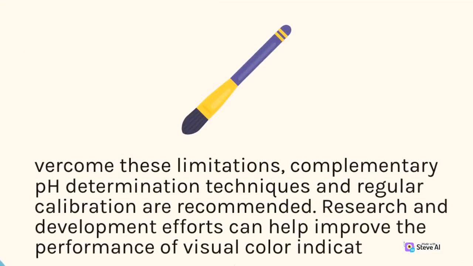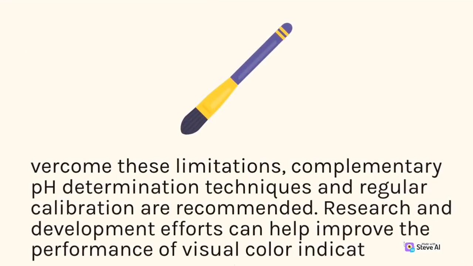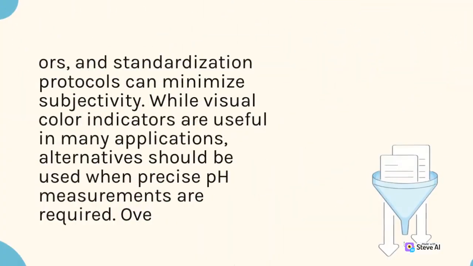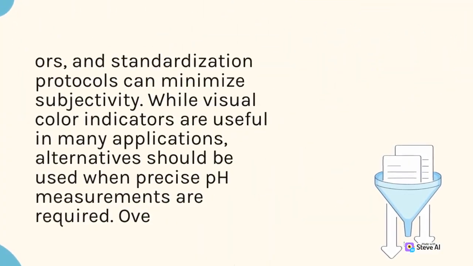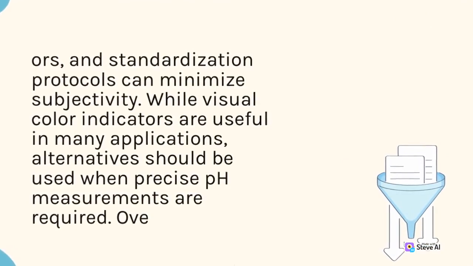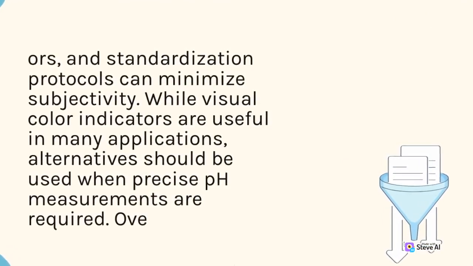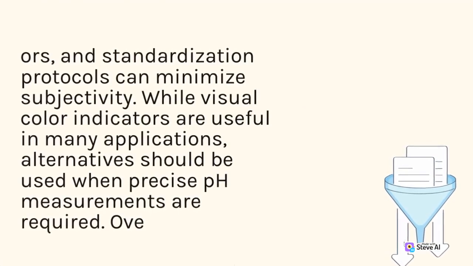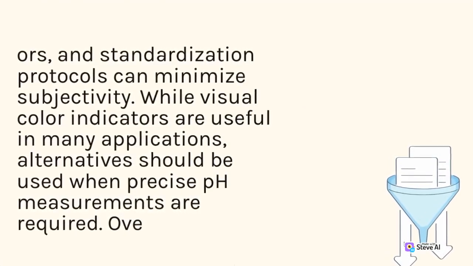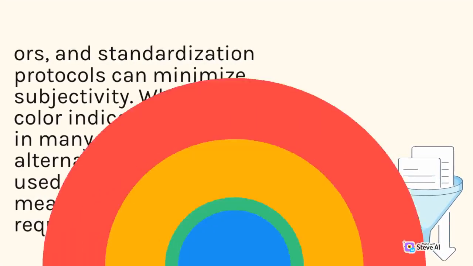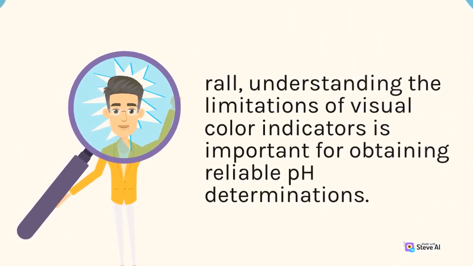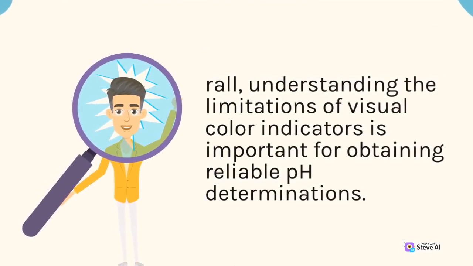Research and development efforts can help improve the performance of visual color indicators, and standardization protocols can minimize subjectivity. While visual color indicators are useful in many applications, alternatives should be used when precise pH measurements are required. Overall, understanding the limitations of visual color indicators is important for obtaining reliable pH determinations.